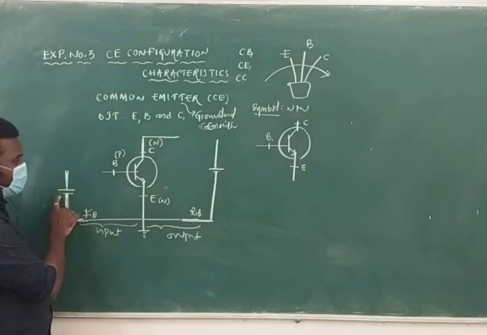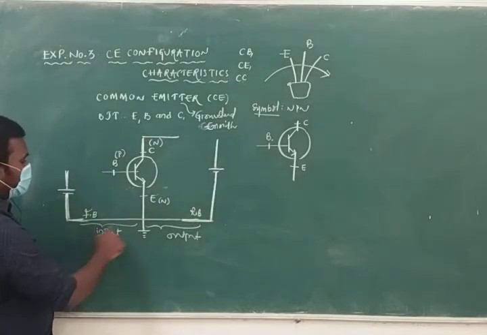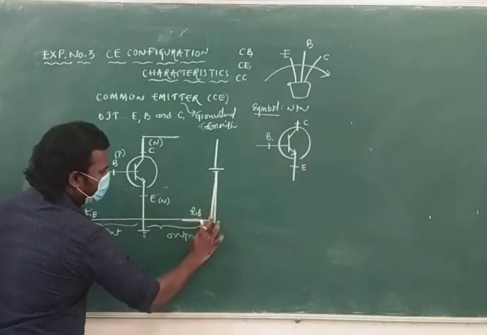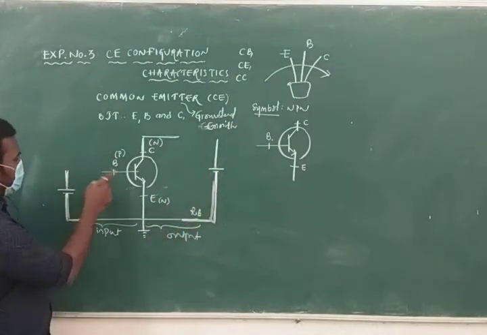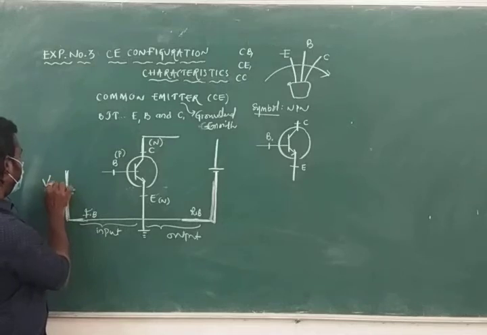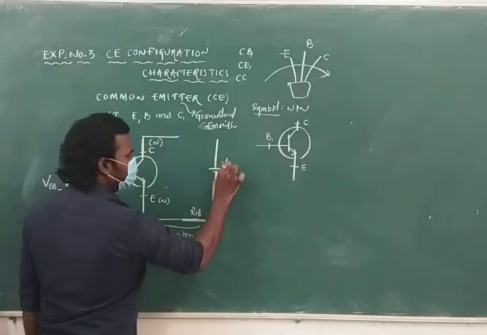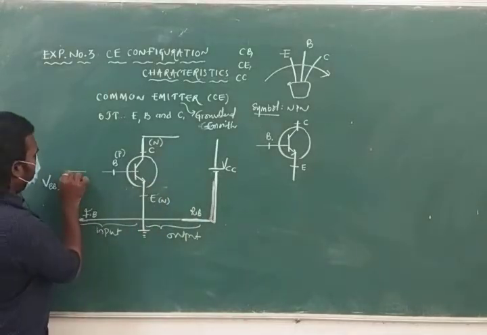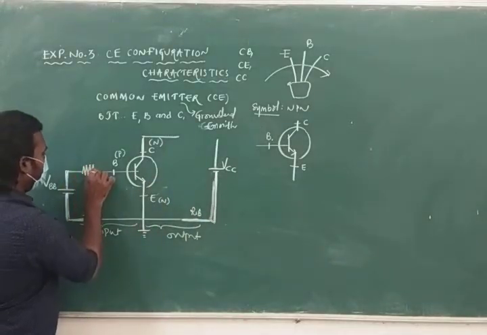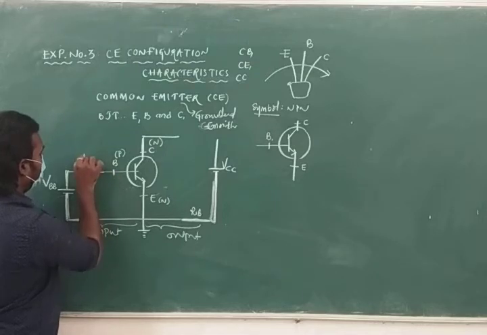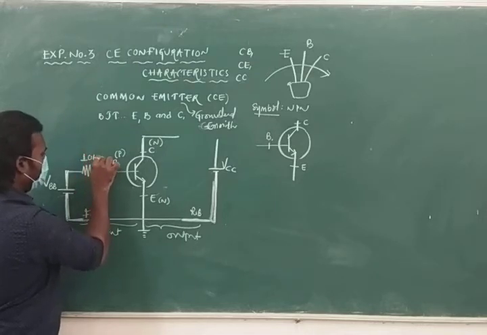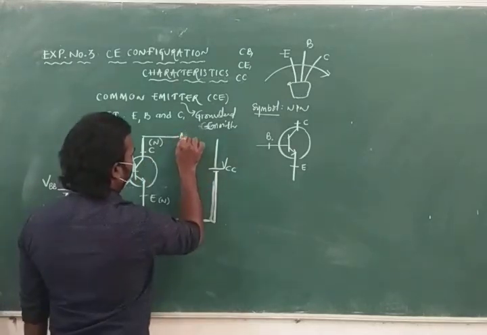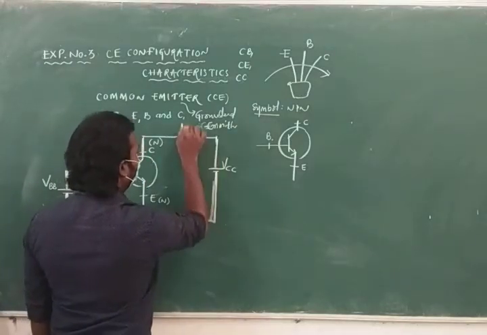We have to give names for these. Here the emitter is already grounded, and here also the emitter is grounded, so we can call the voltage connected to the base VBB, and we can call this one VCC. To limit the current in the input circuit, I am using one resistance, which I can call 100 ohms or 10 kilo ohms. And to limit the current in the output circuit, I am using one more resistance, that is a 1 kilo ohm resistance.